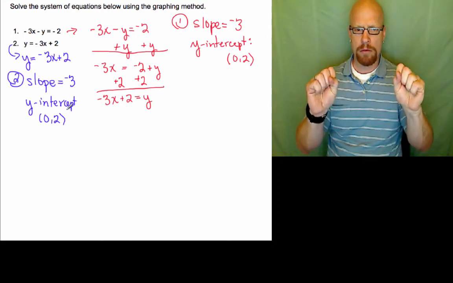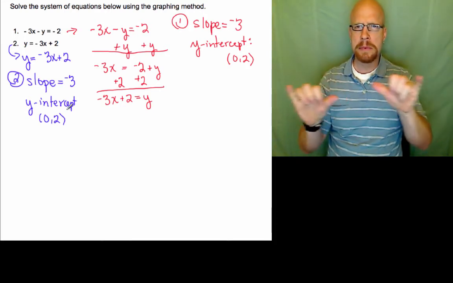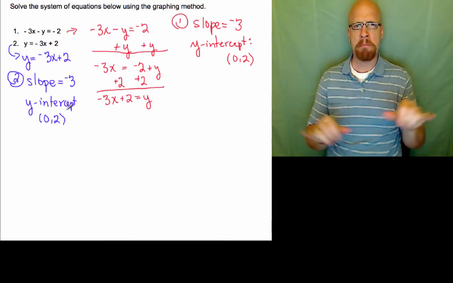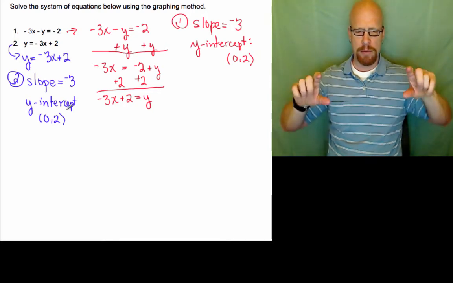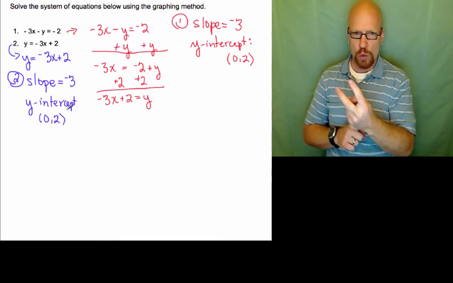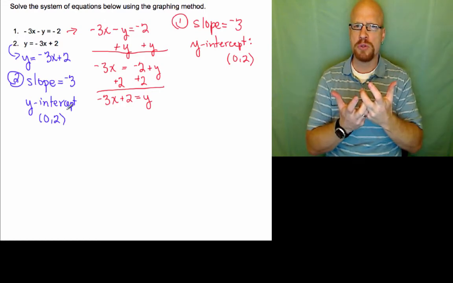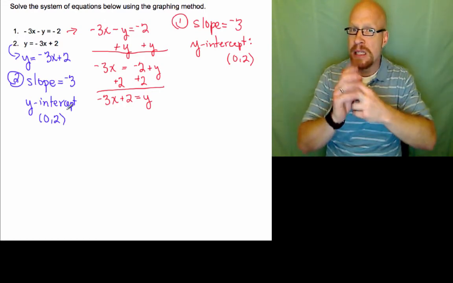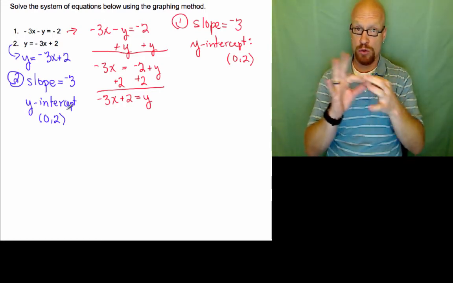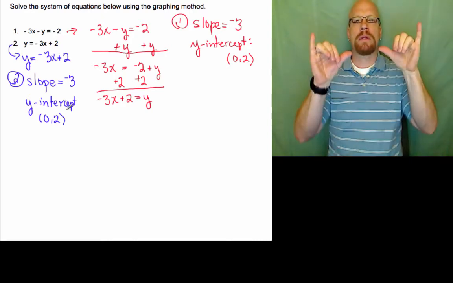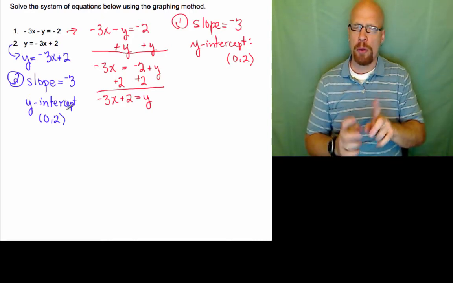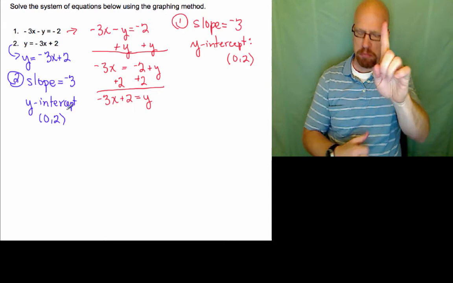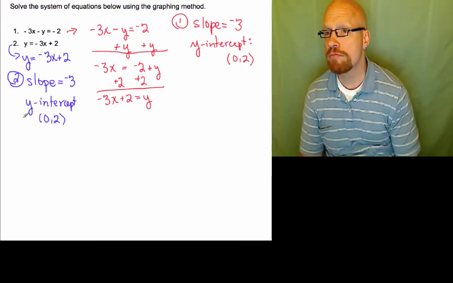Now what we notice here is that both slopes are the same and the y-intercepts are the same. So we have 0, 2 for the y-intercept and negative 3 for our slopes. What that means is both equations share all the same pairs. Let me show you on a graph what that looks like.